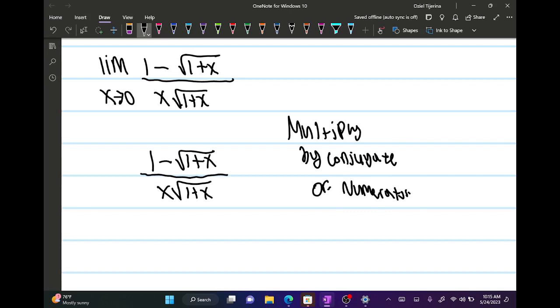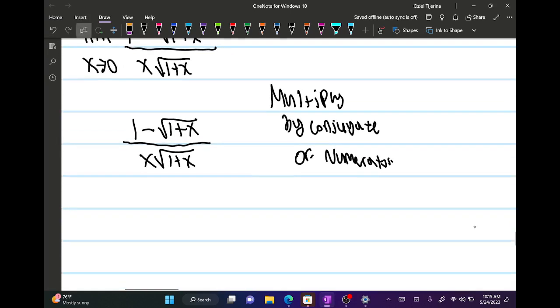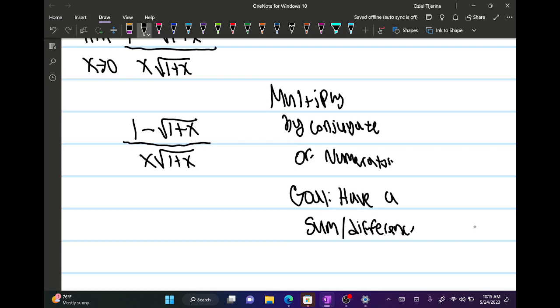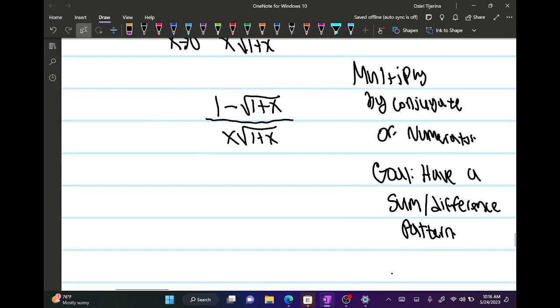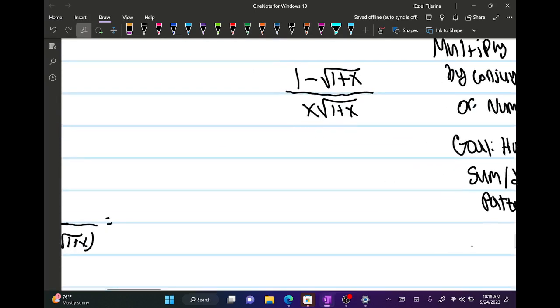You don't want to do the conjugate of the denominator, because the goal here is to have a sum and difference pattern, right? With a lot of limits like these, it always ends up being a sum and difference pattern. That's why we want to get it to that, and why we're not going to do the denominator, because it won't give us a sum and difference pattern like that.